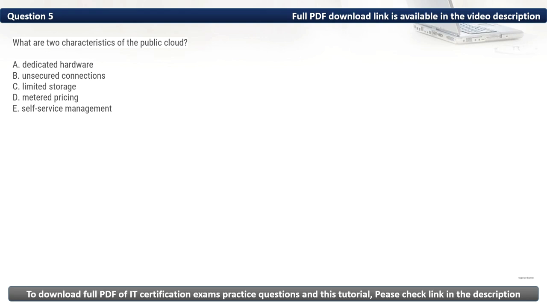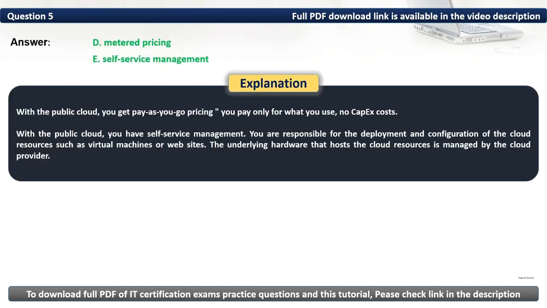The two characteristics of the public cloud are metered pricing and self-service management. Thus, the correct options are D and E. With the public cloud, you get pay as you go pricing. You only pay for what you use, no capex costs.